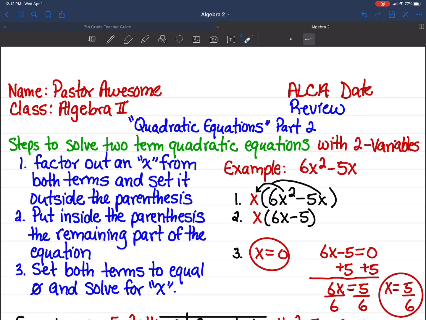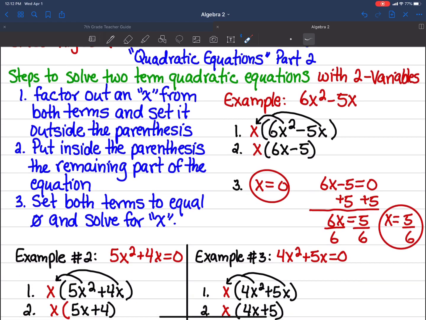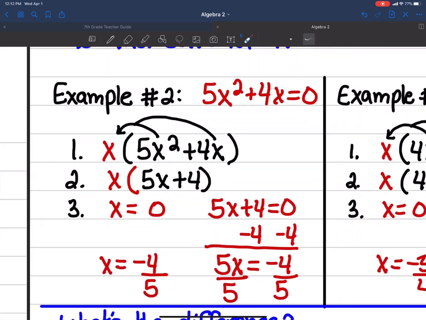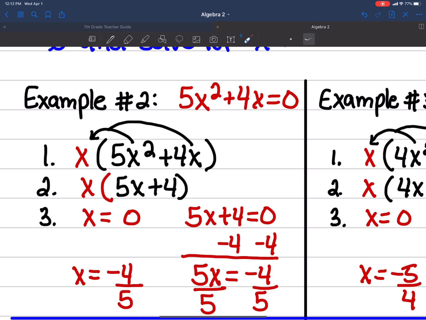Okay, great. So that's it. Steps to solve two-term quadratic equations with two variables. You say, Pastor, is the class over? Is this it? No, it's not. Yes, I know you love it. All right, great. Let's continue. Let's do example number 2 right here. Let's work on example number 2.